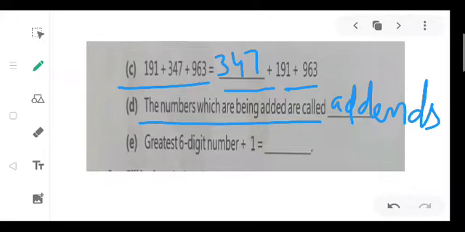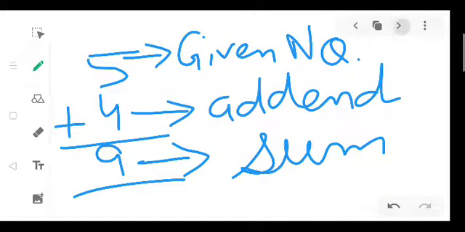The greatest 6-digit number plus 1 is equal to dash. For this, first of all, you should know what is the greatest 6-digit number.